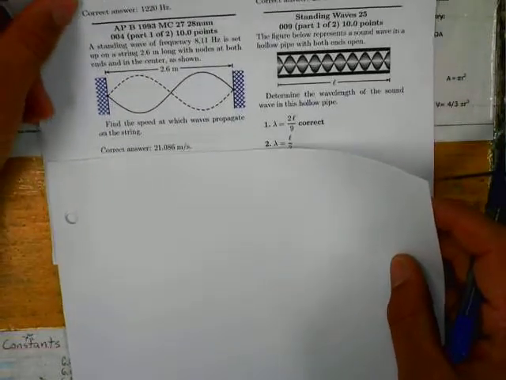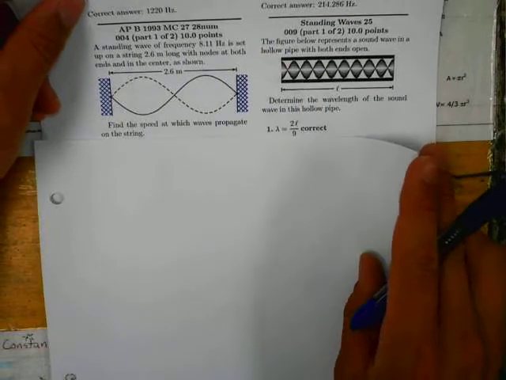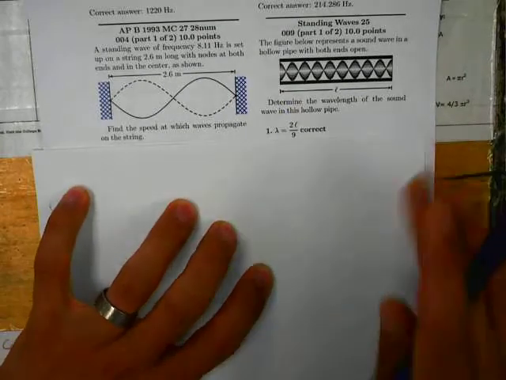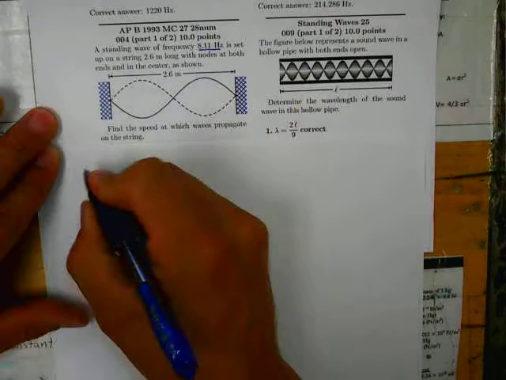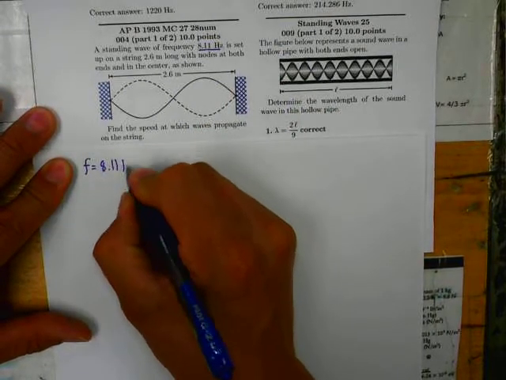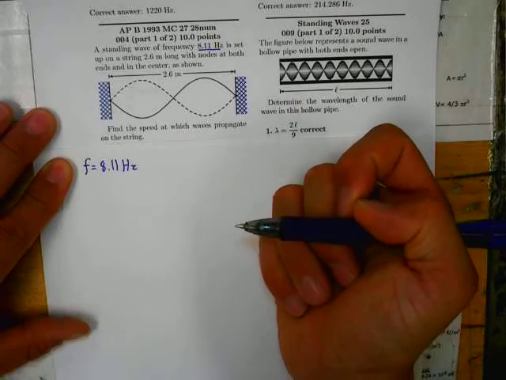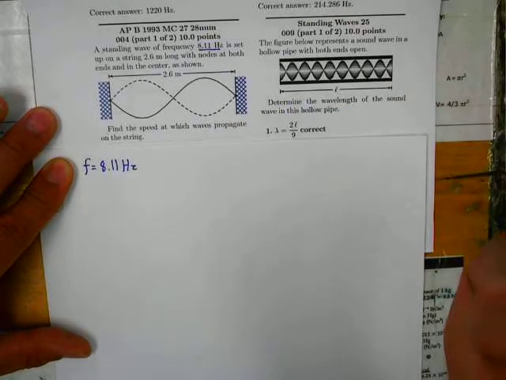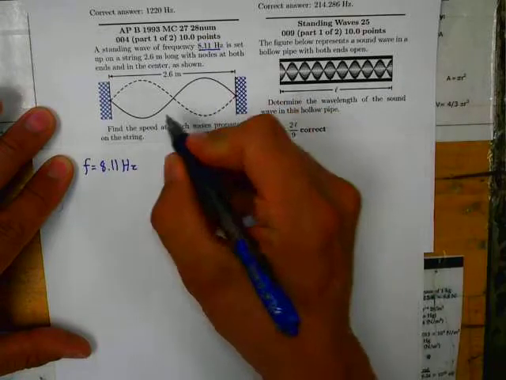Okay, now to something a little bit more challenging here. Here we've got a standing wave on a string, and we've got the frequency, so we can say F equals 8.11 hertz. And we've got the string length, okay? So we got to think about what harmonic that is. And all we have to do for strings is count the loops. So this is the second harmonic.